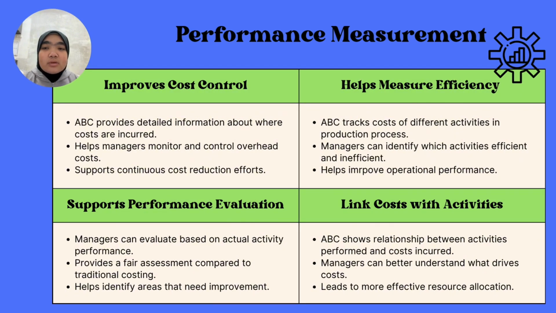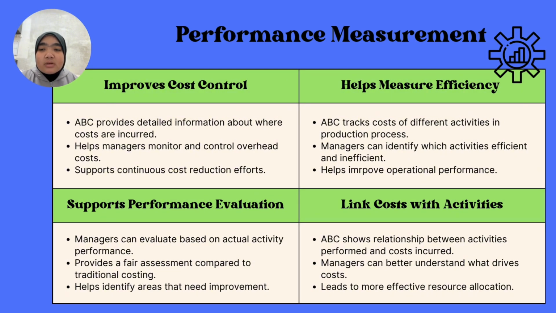Second, activity-based costing helps measure efficiency. Since it tracks the cost of different activities in the production process, managers can distinguish between efficient and inefficient activities and take action to improve operational performance. Third, activity-based costing supports performance evaluation. Managers can assess employees, departments, or processes based on actual activity performance rather than broad cost allocation. This provides a fairer evaluation and helps identify areas that need improvement.